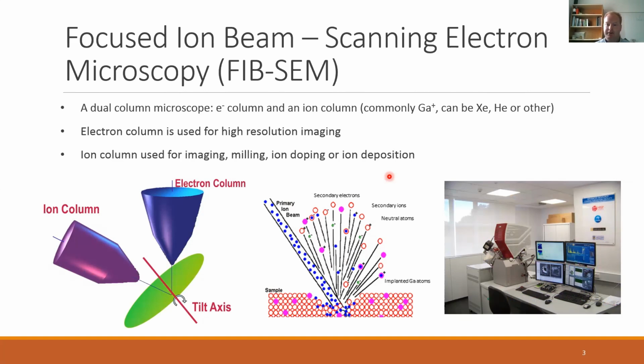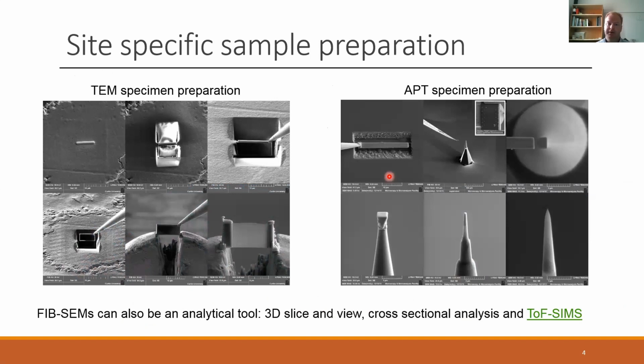Conventionally, most people are using these microscopes for site-specific sample preparation, and I think you'll find a lot of FIB-SEMs around the world are almost purely doing TEM specimen preparation, and probably to a lesser extent atom probe specimen preparation. They're fantastic for that. Gallium FIBs are very high resolution, and you can extract pieces of material from a very specific part.